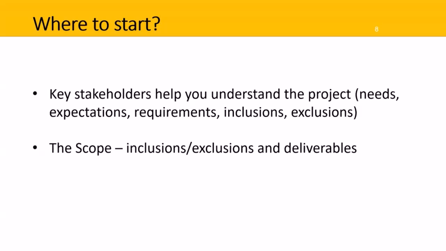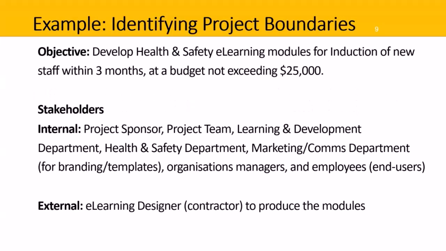You want to clearly identify the inclusions and exclusions to your project, so what is in scope and what is out of scope. And as you talk with stakeholders and think about your project, you should be able to identify what is included and what is not included, and also the main deliverables. So I'm going to explain this further using an example, the same example I'll use to show you a project charter. So this is my example project.